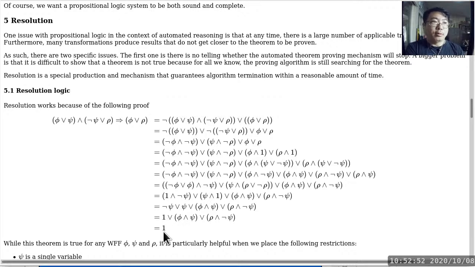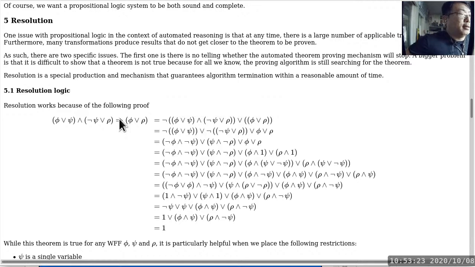So this is a long proof, okay? I'm not saying this is the quickest way to prove this particular theorem, but it's one way. But the bottom line is this particular well-formed formula is always true. It doesn't matter what you plug into phi, psi, or rho. This particular statement is always true. This implication is always true. So go ahead. I know you guys have questions.